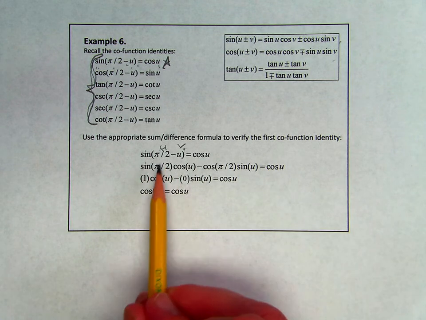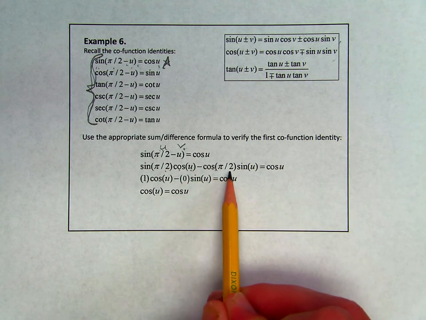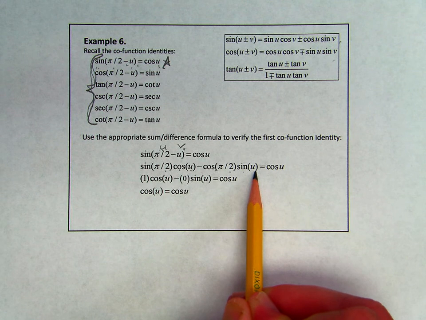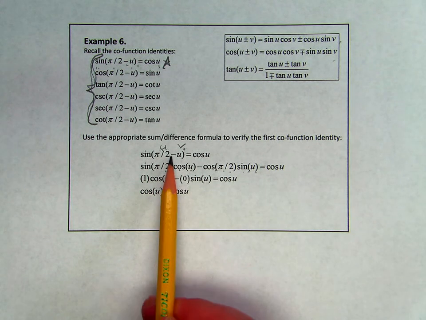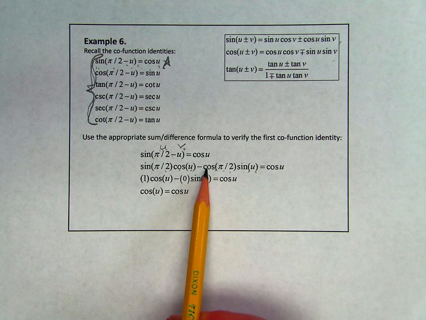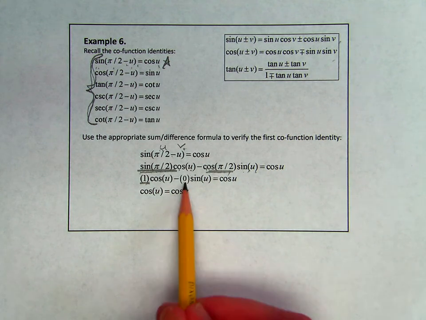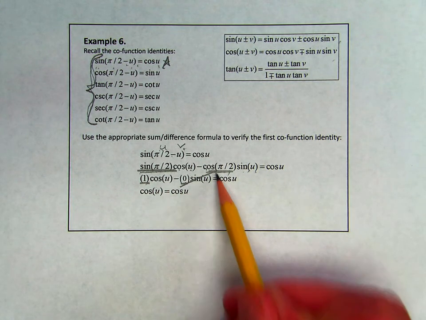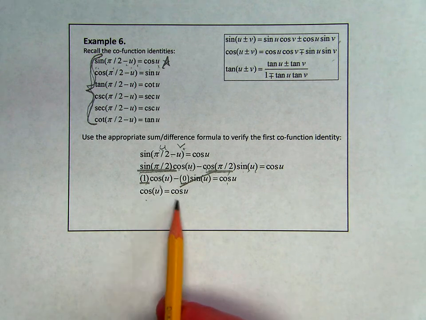So it's going to be the sine of the first, cosine of the second, cosine of the first, sine of the second. For sine, whatever that is, that's the same. Okay, this can be evaluated right off the unit circle, sine of pi over 2 is 1. This can be evaluated. Cosine of pi over 2 off the unit circle is 0. Well, 0 times anything is 0. 1 times cosine of u is cosine of u. Cosine of u equals cosine of u.